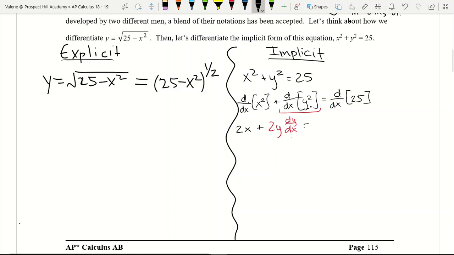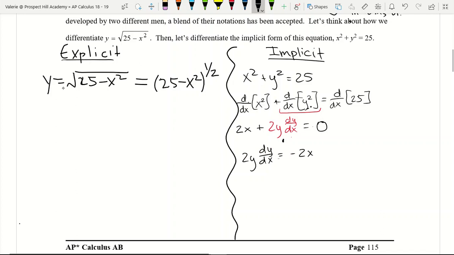And then over here, we have d dx of 25, which we know is just going to be 0. There's no variable, it's just a number. Derivative of a number is 0. When you're implicitly differentiating, you want to have your final answer in the form of dy dx equals whatever else is happening. So I'm going to move everything to the right side so that my dy dx stands alone. So I'll have 2y dy dx equals negative 2x.